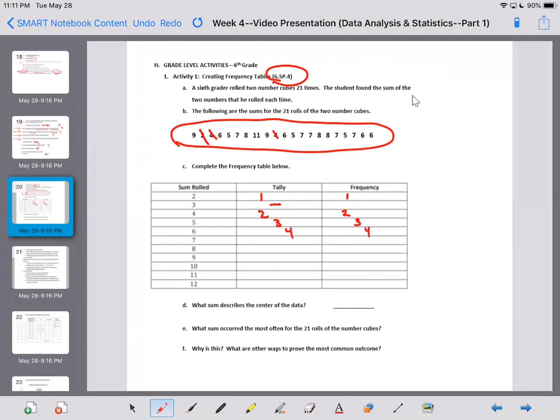7s, we had 5. 8s, we had 3. 9s, we saw that we had 2. 10, we saw that there were no 10s. So that was a frequency of 0. And then 11s, we saw there was 1 11. And then 12s, there were no 12s, so it was a frequency of 0. So we could ask what sum describes the center of the data.